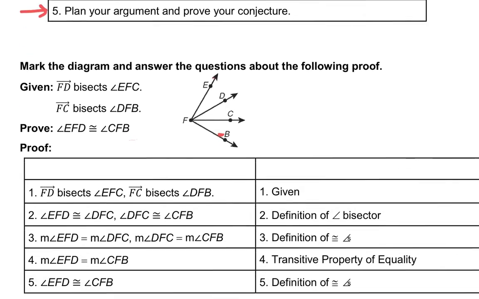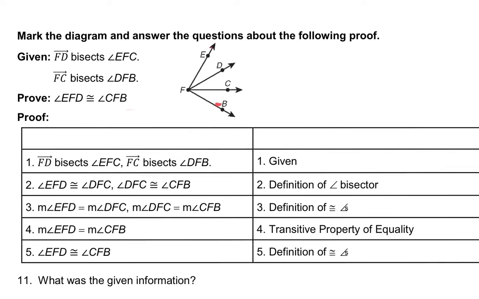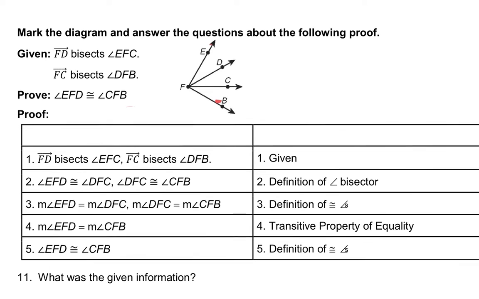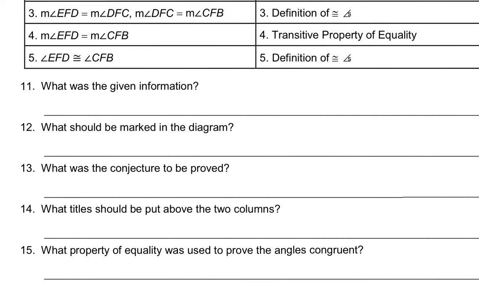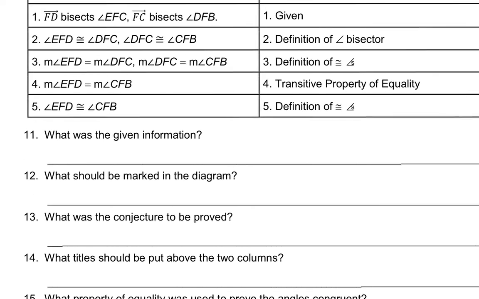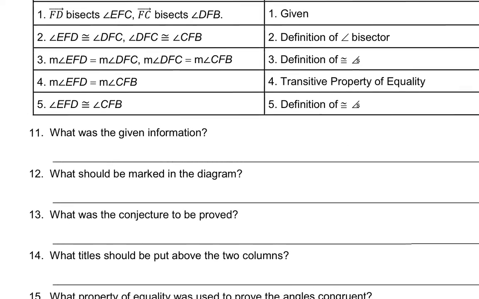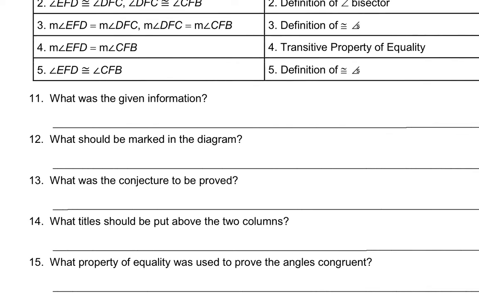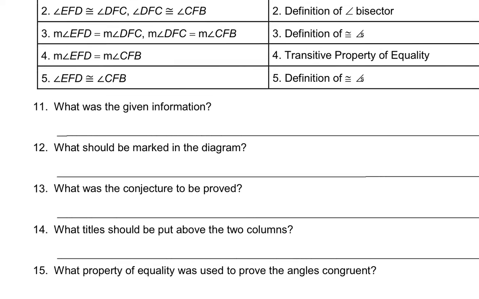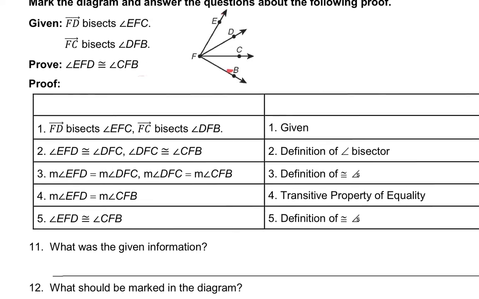So let's look at this proof that they've done out for us, okay? It says, mark the diagram, answer the questions about the following proof, and I'm going to show you the questions first. It says, what was the given information? What should be marked in the diagram? What was the conjecture to be proved? What title should be put above the two columns? What properties of equality or property of equality was used to prove the angles congruent?